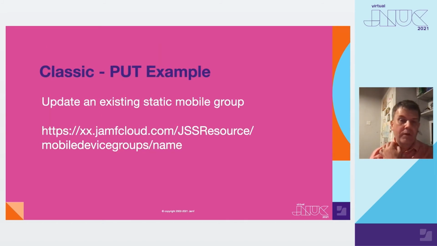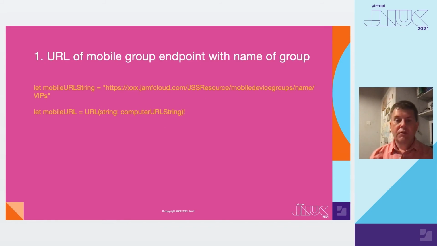The final example is a put. So here we're going to use put to modify something. In this case, we're going to modify a static mobile group. So the endpoint for this is mobile device groups / name. So step one is we create the URL, and we append to the URL the name of the static group we want to modify. In this case, it's going to be the VIPs static group.